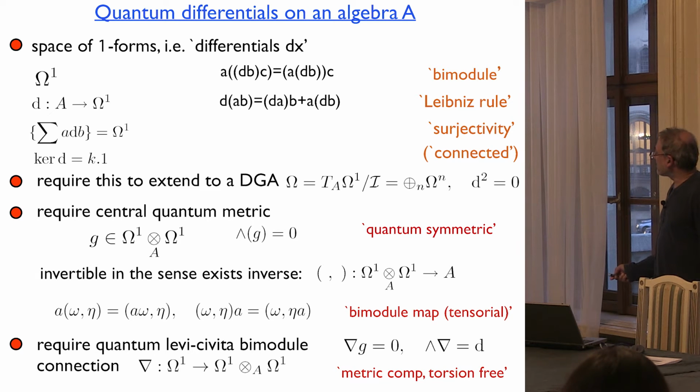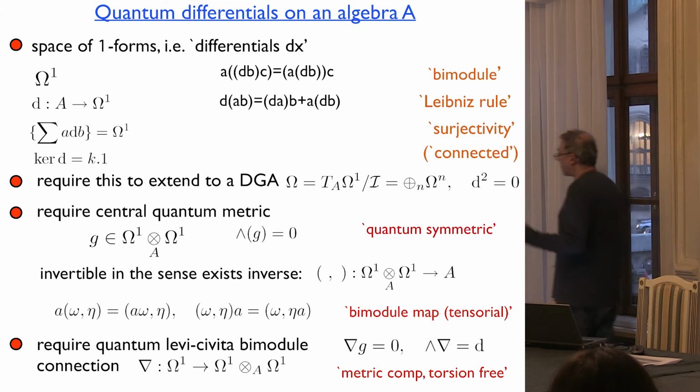Okay, then the last thing we will need is a quantum Levi-Civita connection. So this will be a map from omega 1 into omega 1 tensor omega 1. Now you don't normally think of a connection like this. You think of a connection as a covariant derivative. For every vector field, you have an operator on omega 1.